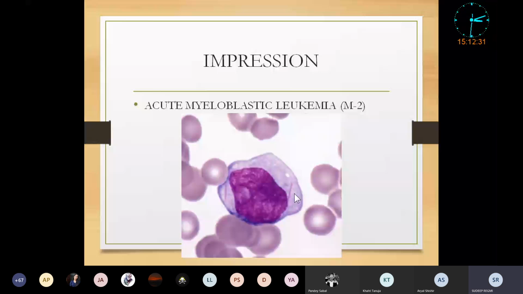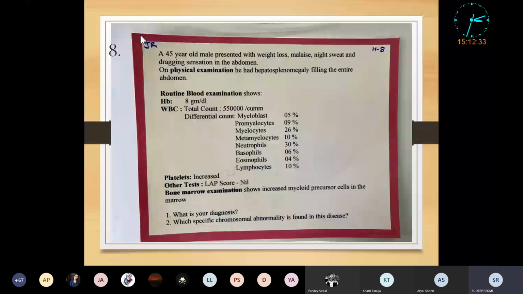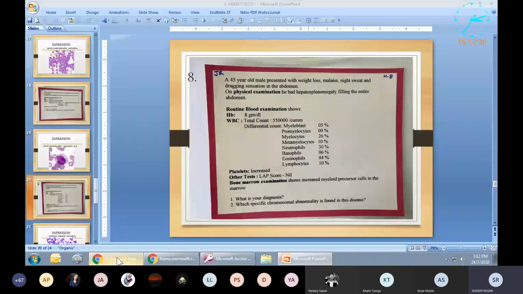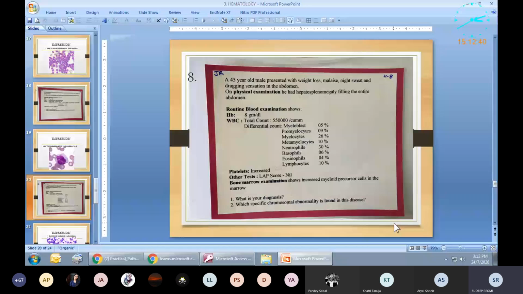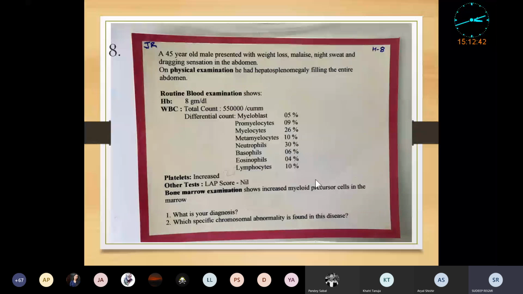So 8th one. Okay, Aditi Podel. Yes, sir. Can you go through this? A 45-year-old male presented with weight loss, malaise, sensation in the abdomen. Okay. On physical examination, he had hepatosplenomegaly.